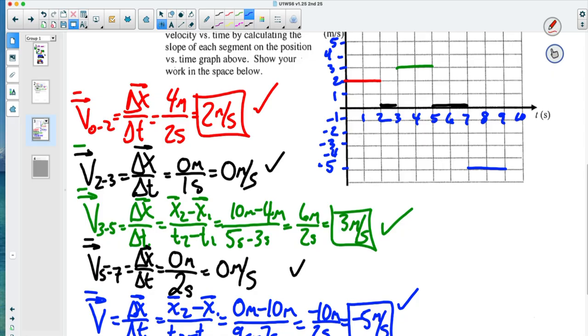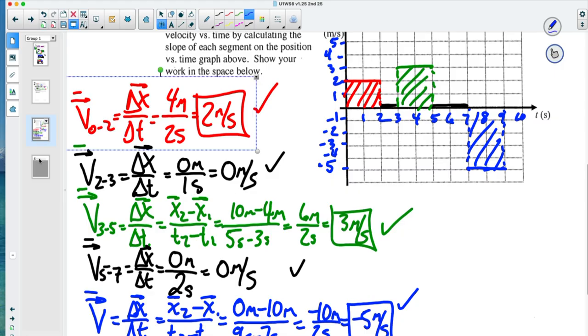Well, they are then going to ask us to find the displacement using these areas. And the area from 1 to 2 seconds would be represented by this red rectangle. The displacement for 3 to 5 seconds would be represented by this green rectangle. And the displacement from 7 to 9 seconds would be represented by the area of this blue rectangle.